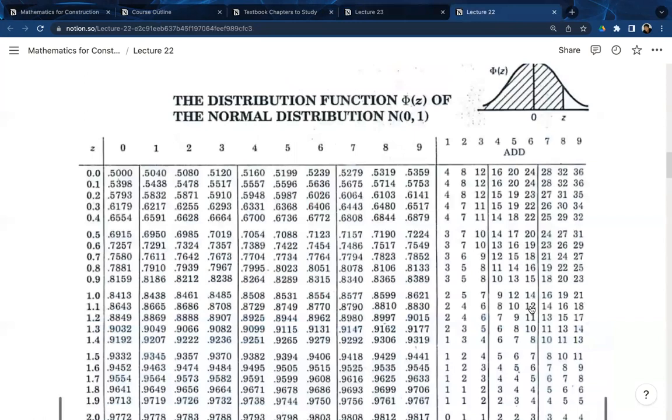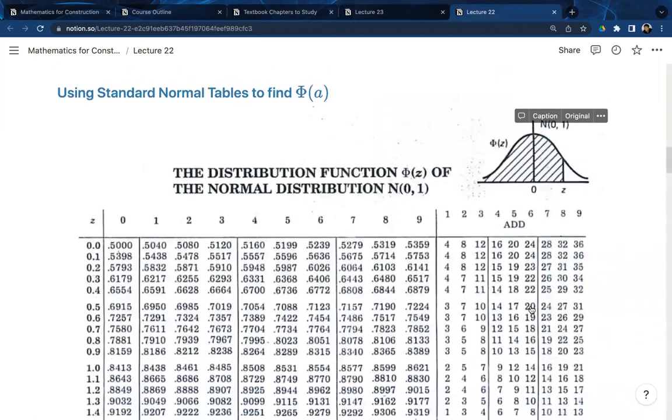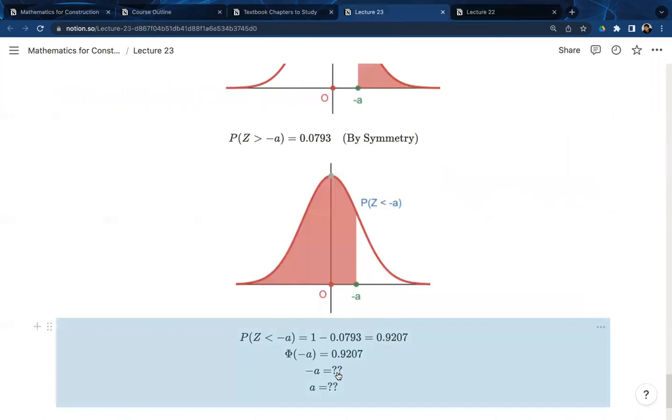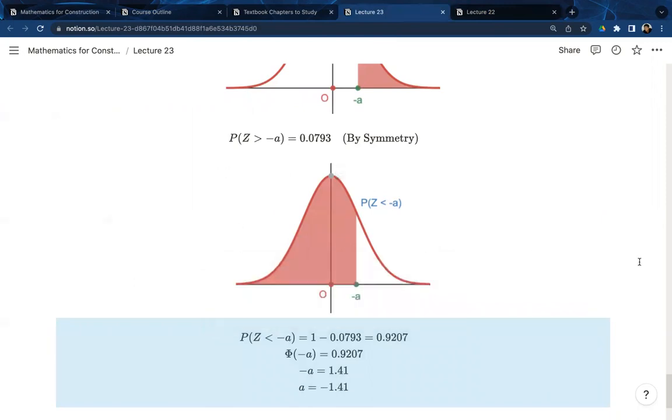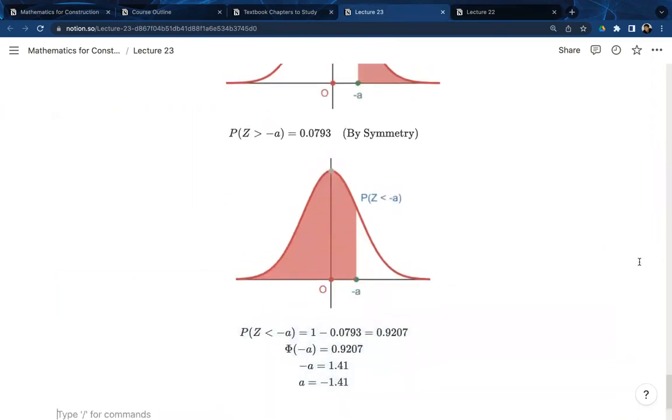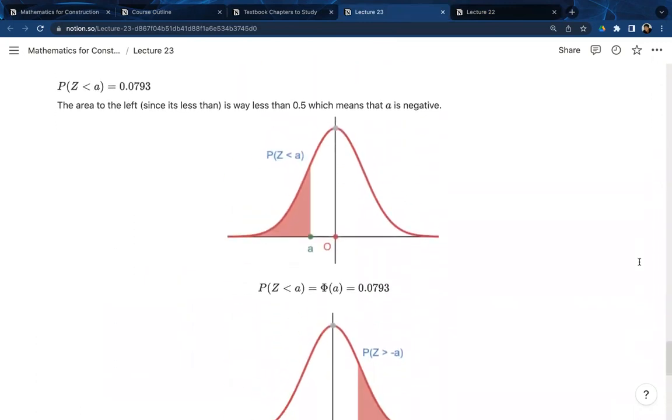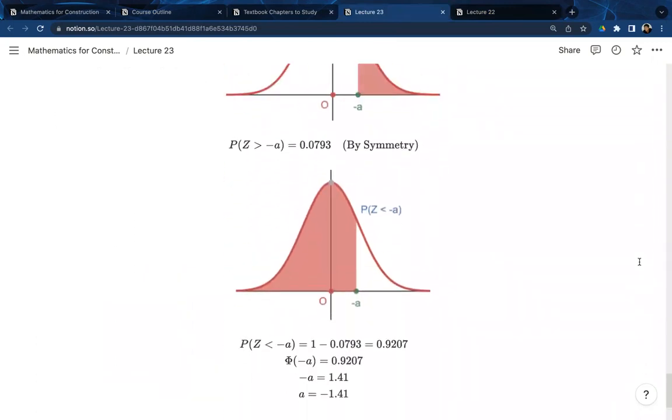Where is 0.9207 in the table? Look, 0.9207 here, 1.41. So negative A is equal to 1.41, which means A is negative 1.41. So you see how many diagrams are drawn to understand this question. This question here, one, two, three diagrams, and I read the table to figure out the right value. I hope you all understand this.